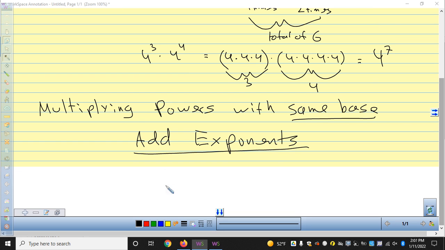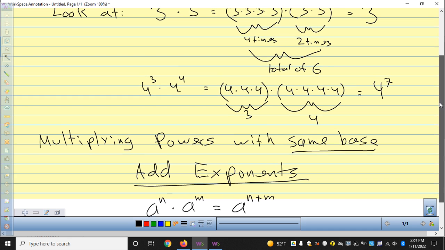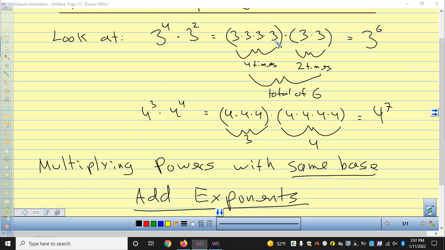The way we'd write that in symbols is a to the n times a to the m equals a to the n plus m. And if we forget how this works, you can always just write it out like this. Just write all your numbers out, 3 to the 4th, and then just count them all up. That will always work if you can't remember the rule.